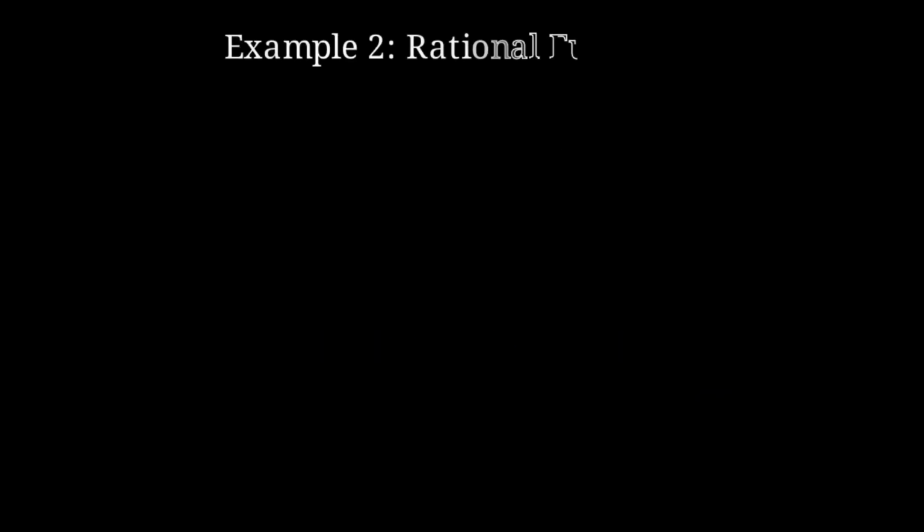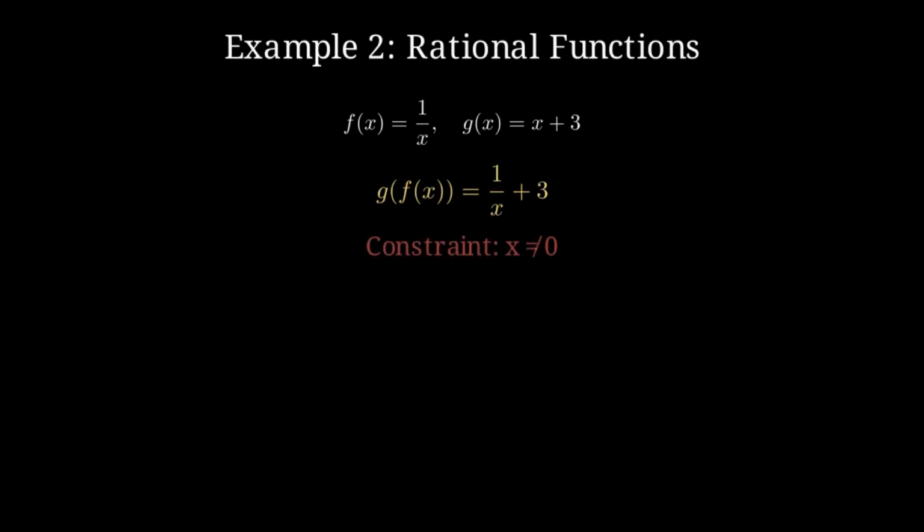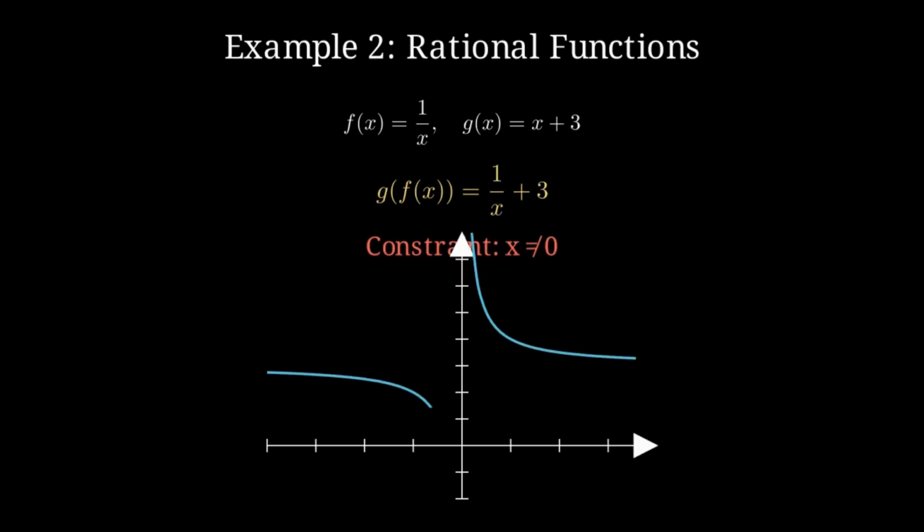In rational functions, we must avoid division by 0. Since the inner function is 1 over x, x cannot be 0. Even though the outer function g can take any input, the initial restriction from f remains in the composite.